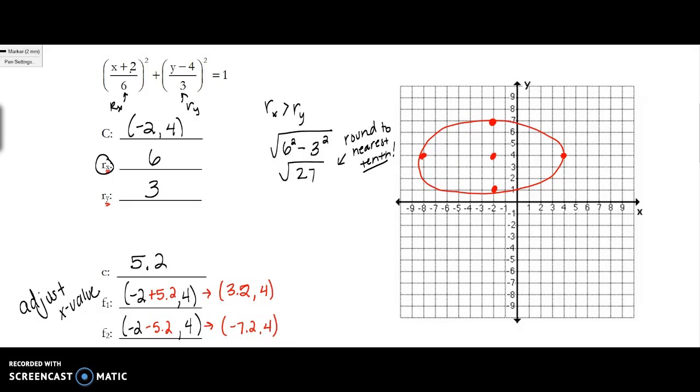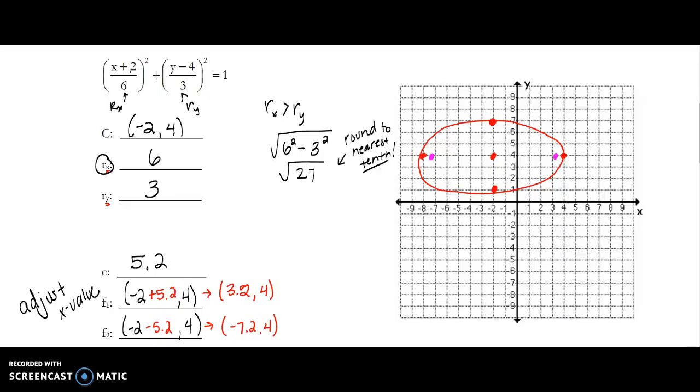So when we go back to plot these points, we're going to go 1, 2, 3, and 3.2 is just a little bit past the line, up 4, so there's one focal point, and then -7.2, up 4, and that is our second focal point. So you don't have to label them, but what I want is for you to at least plot them.